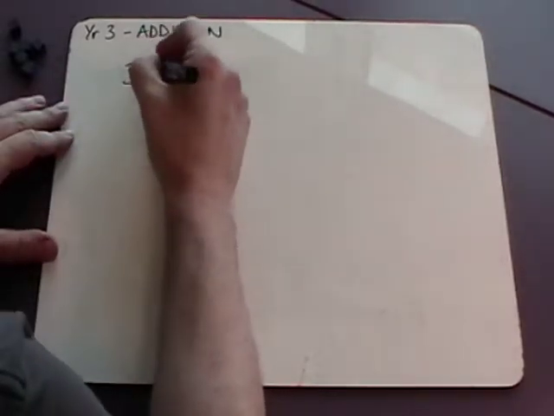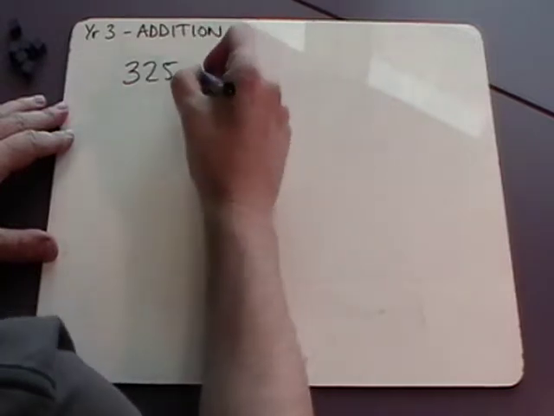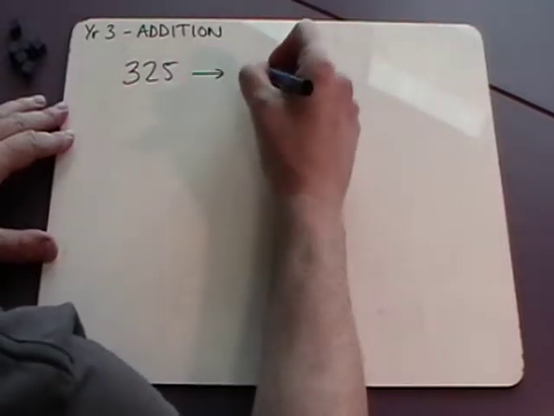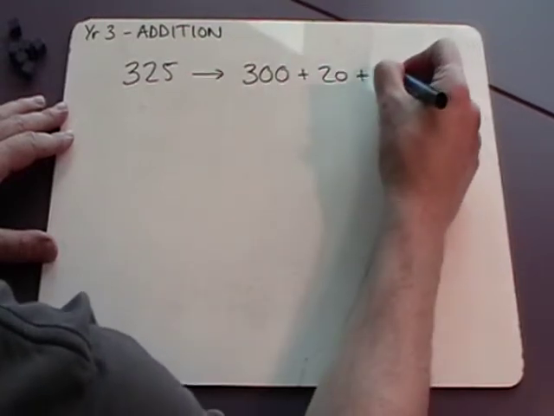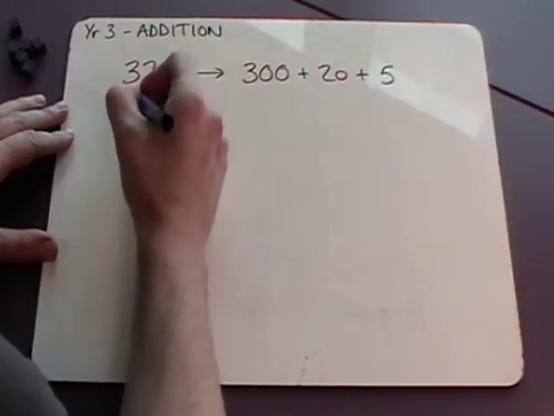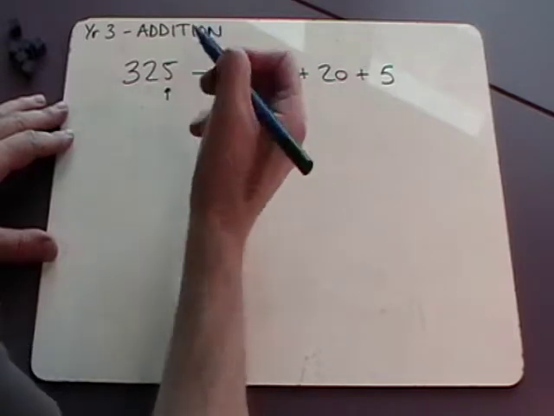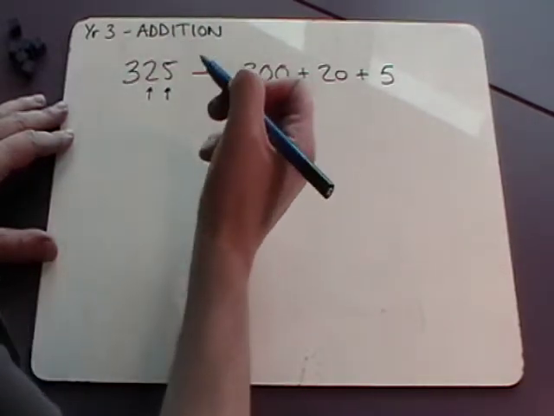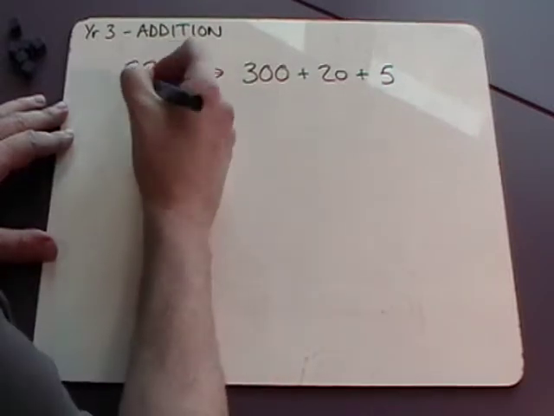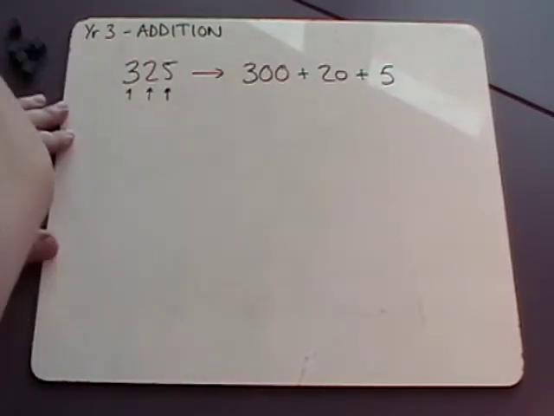So if we take 325, children have got to know that they can partition this into 320 and 5, and know that the 5 in this number is worth 5 ones, the 2 in this number is worth 20, and the 3 in this number is worth 300.